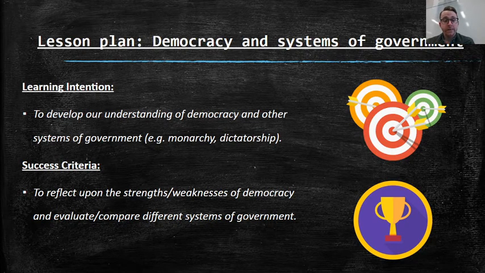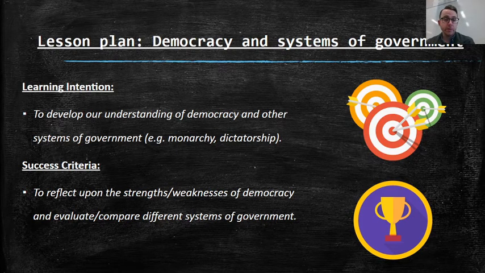So our learning intention this lesson is to develop our understanding of democracy, which is the type of system of government that we have in Australia, and then also other systems of government such as a monarchy or a dictatorship. And our goal, why we're doing this, is to reflect upon the strengths and weaknesses of democracy, so what's good, what's bad about our system of government in our home, and then evaluate it and compare it to other systems of government around the world.